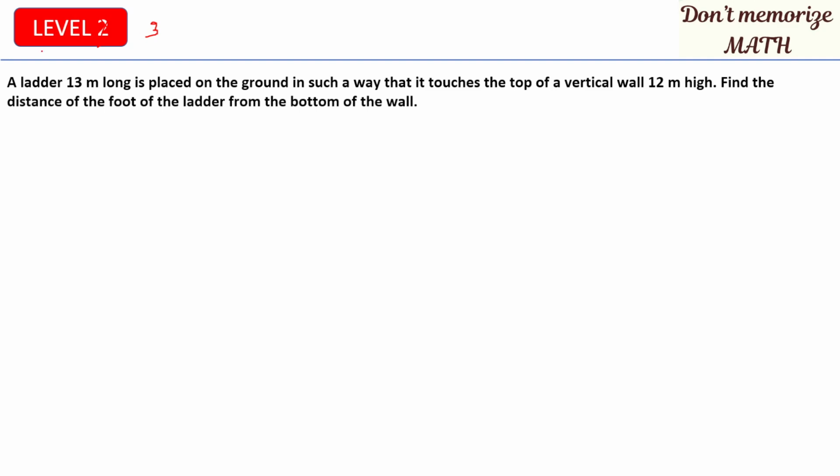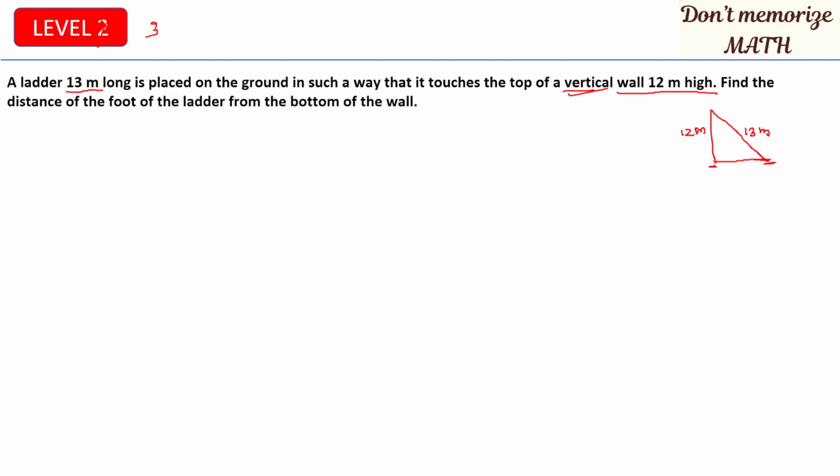Okay, let's see the question. A ladder 13 meter long is placed on the ground in such a way that it touches the top of a vertical wall 12 meter high. So there is a vertical wall like this. It is 12 meter. They have kept a ladder, so it has to touch the top of the vertical wall. So this is the ladder, 13 meter. Find the distance of the foot of the ladder to the bottom. So we need to find this distance.